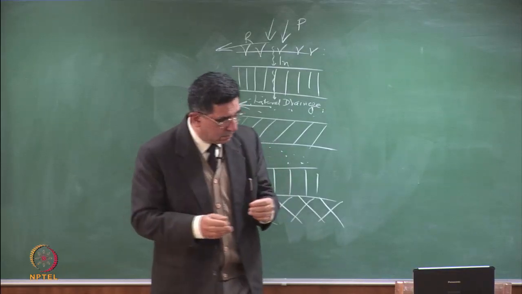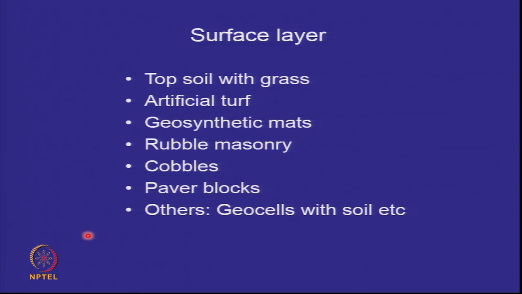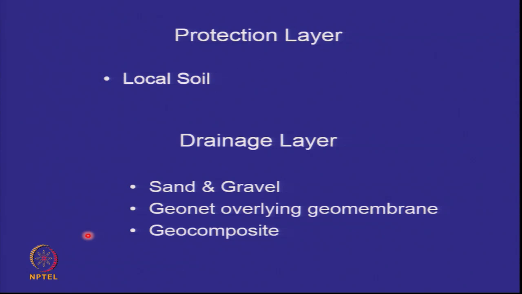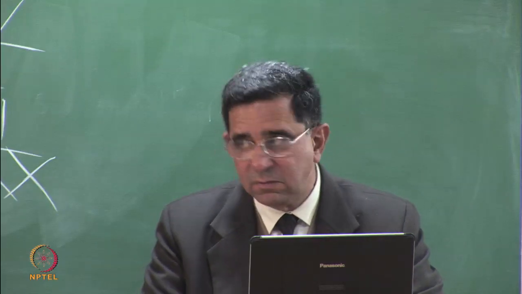So what I'm going to do is show you some of the materials. Here you will see that in the drainage layer, we have a sand and gravel layer. And below that, there is written geonet, overlying geomembrane, and there's another word called geocomposite. We have all seen a geomembrane last time, right? Now I'm going to do with you geonet overlying a geomembrane, and geocomposite. So first I'm going to show you these specimens, and then we'll carry on the discussion from here.